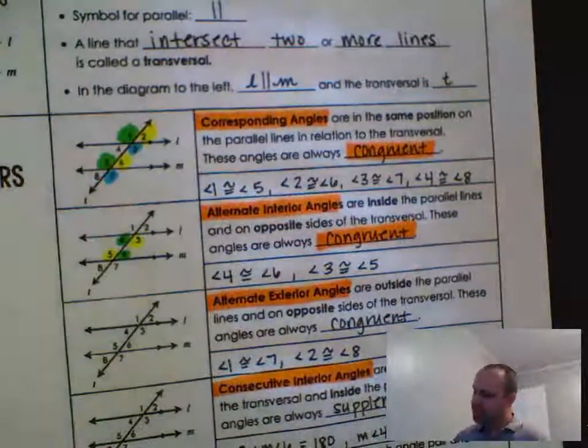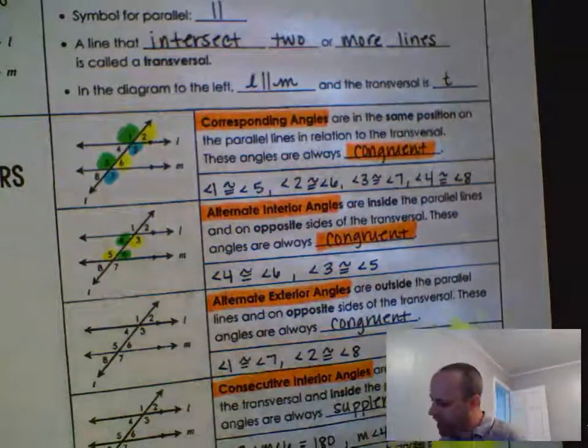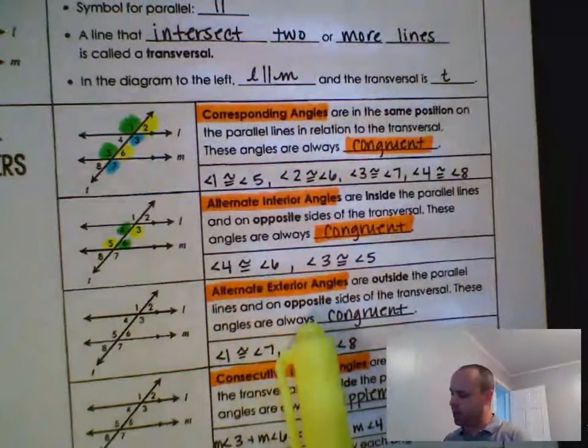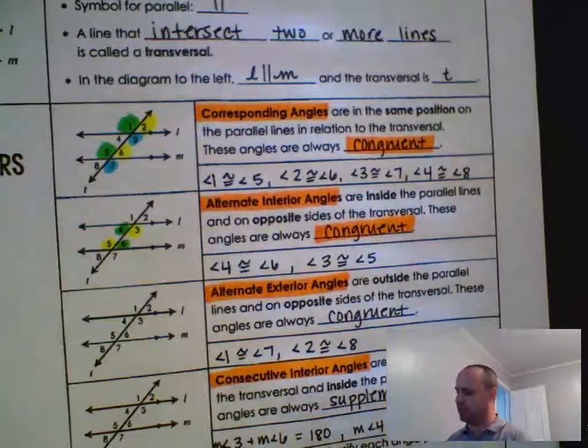Okay, alternate exterior angles are outside the parallel lines and are on opposite sides of the transversal.